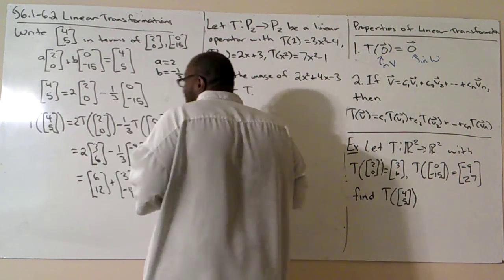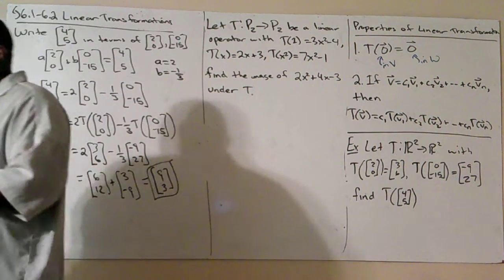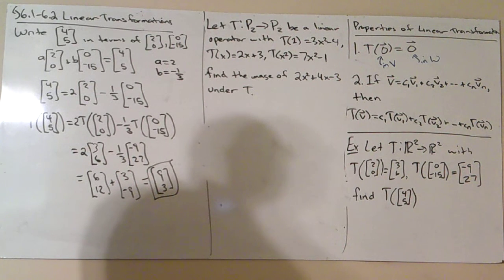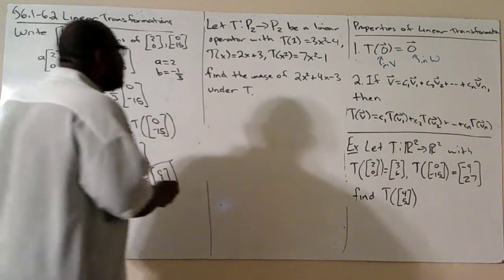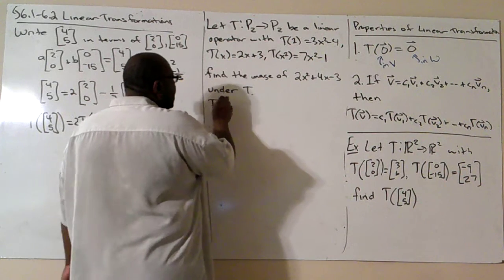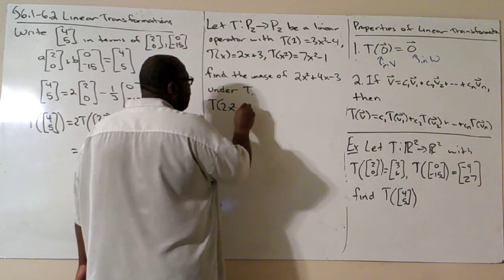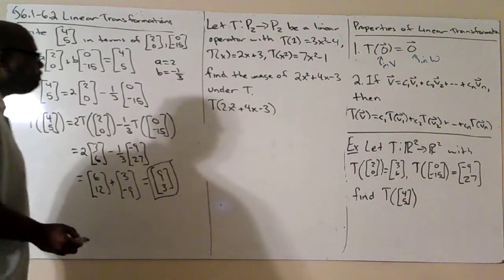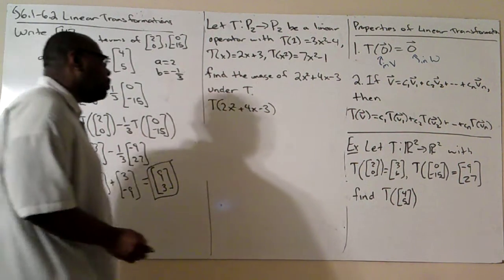Now, image is just a fancy word for saying what the function value is. So image is essentially what you get when T, your function, is applied to 2x squared plus 4x minus 3. So essentially what we're saying is I just want to find what is T of 2x squared plus 4x minus 3. Just a fancy way of saying that. What is it equal to?